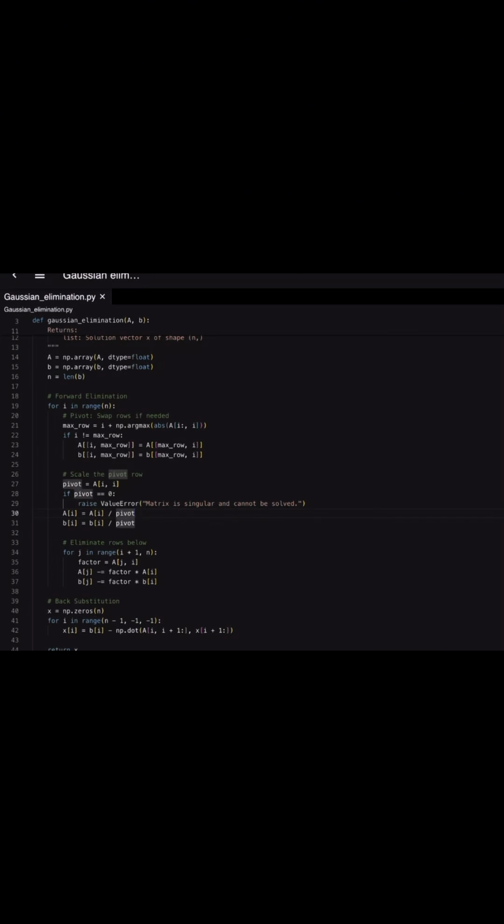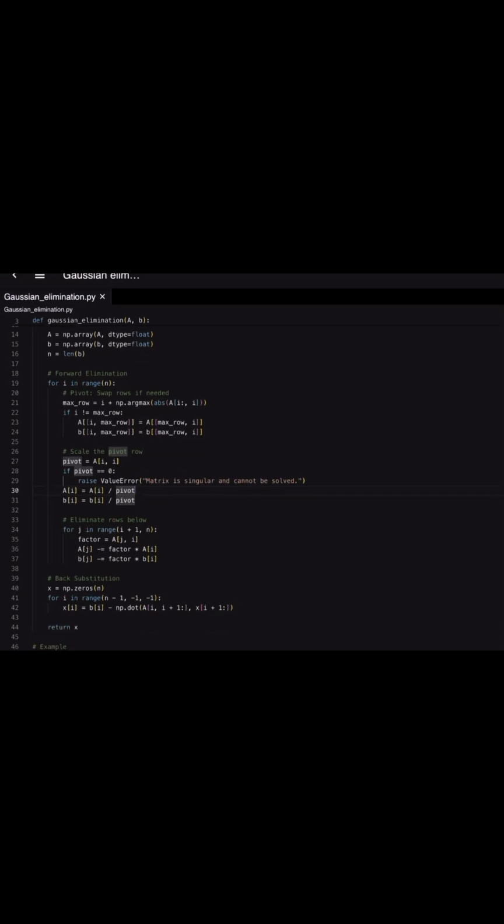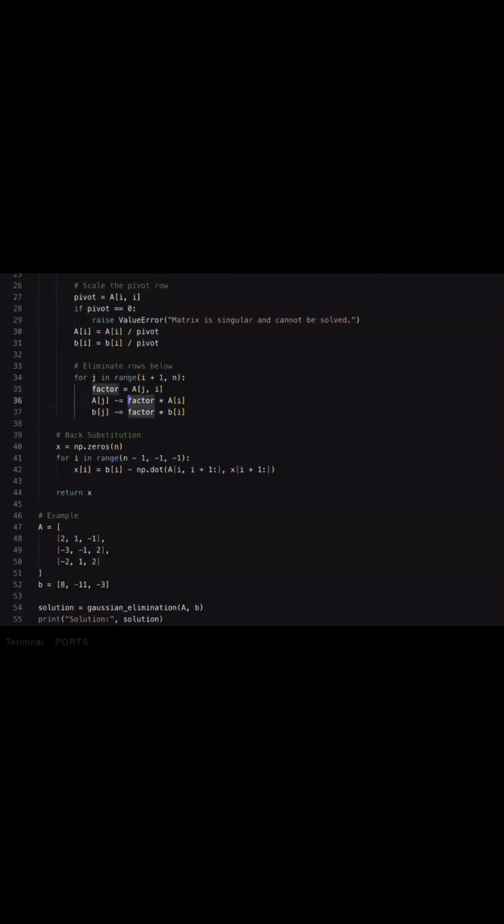Next, we normalize the pivot. We divide the entire row by that number. If you remember, the way we had divided row 1 by the pivot, the number 2. Next, we eliminate those rows. We eliminate the current column in the rows below the pivot by subtracting a multiple of that. If you remember, we had added 3 multiplied by the first row. That's what we are doing here.